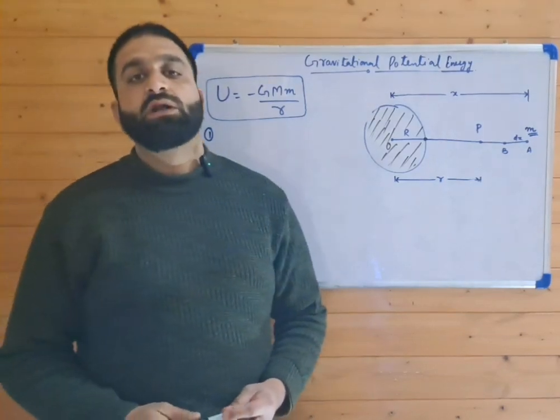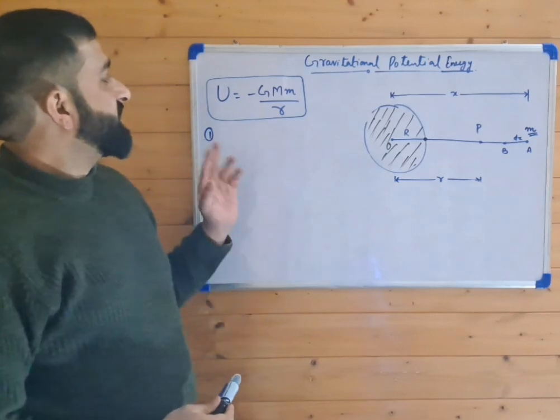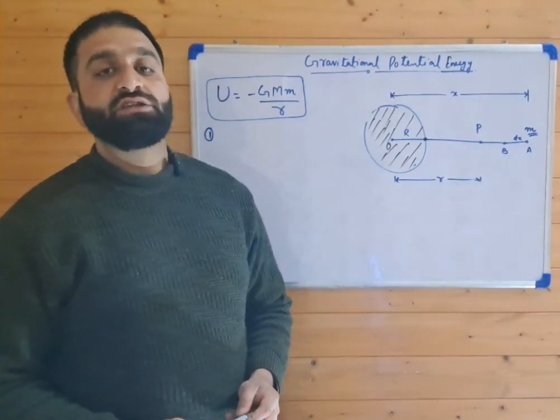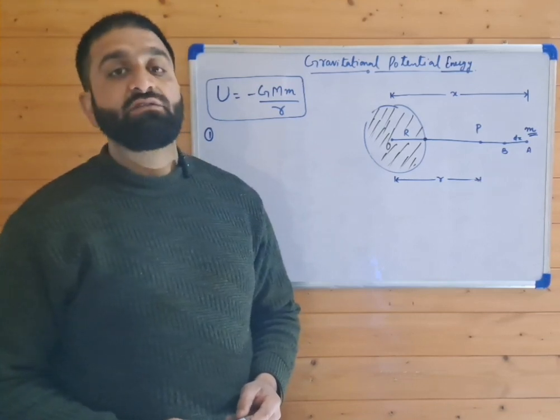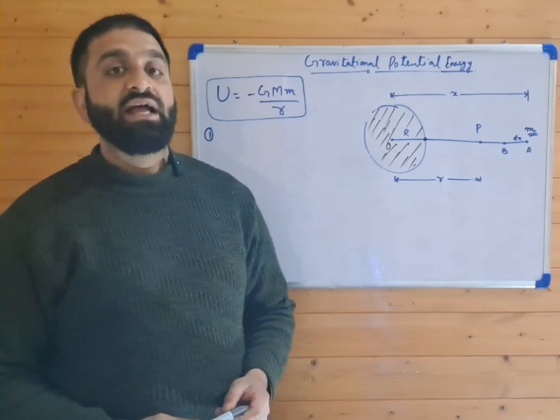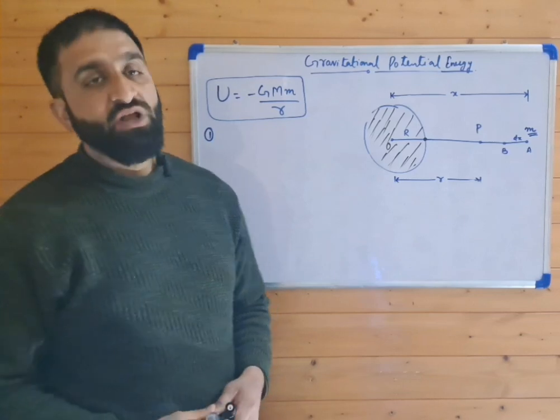Discussing some important points about gravitational potential energy. Firstly, U is equal to minus GMm by r. That means the gravitational potential energy is negative because the gravitational force is an attractive type of force. That means the work is done by the field. So the minus sign.